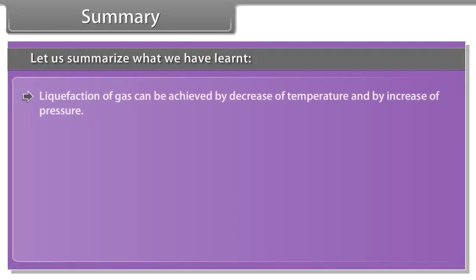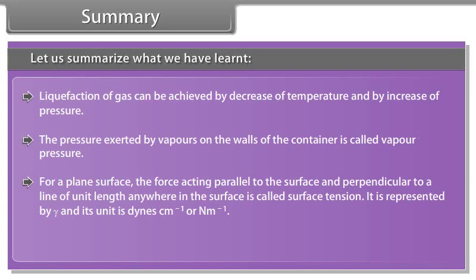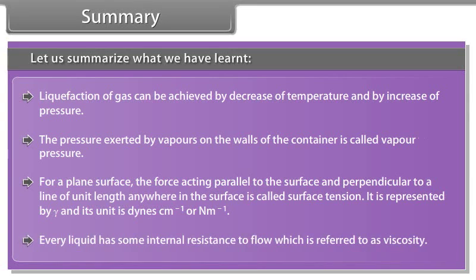Liquefaction of gas can be achieved by decrease of temperature and by increase of pressure. The pressure exerted by vapors on the walls of the container is called vapor pressure. For a plane surface, the force acting parallel to the surface and perpendicular to a line of unit length anywhere in the surface is called surface tension. It is represented by gamma, and its unit is dynes per centimeter or newton per meter. Every liquid has some internal resistance to flow, which is referred to as viscosity.